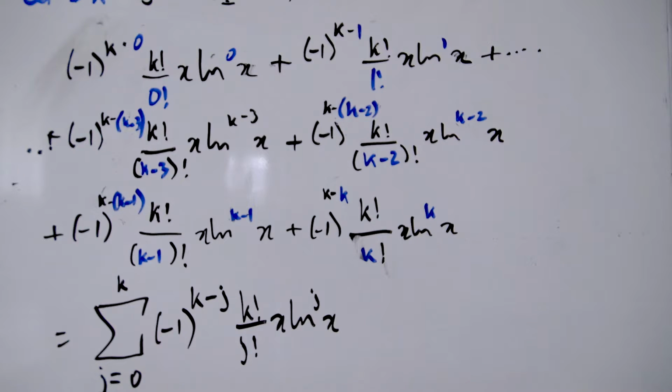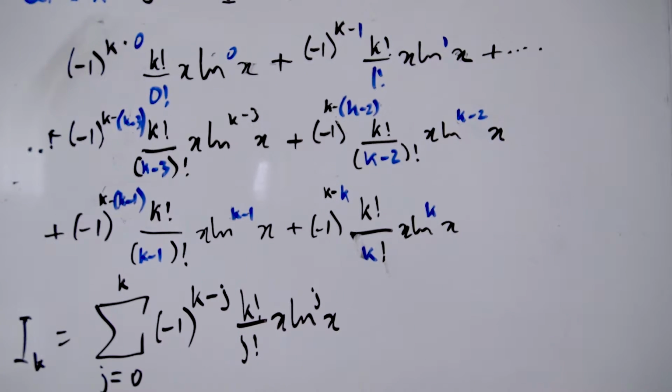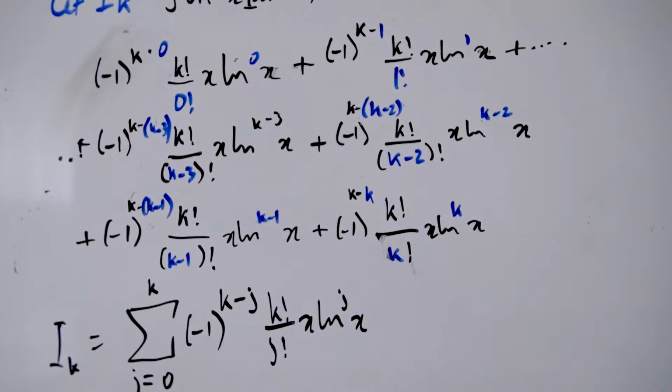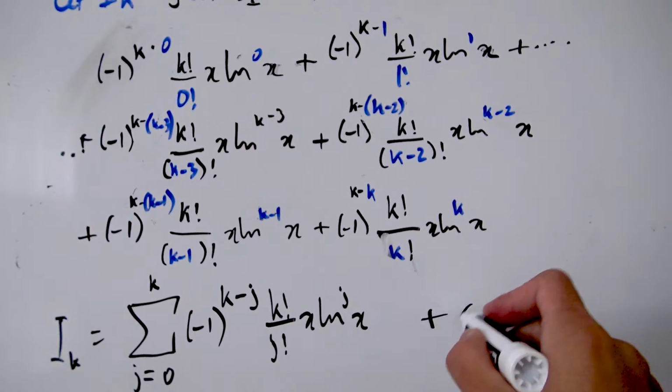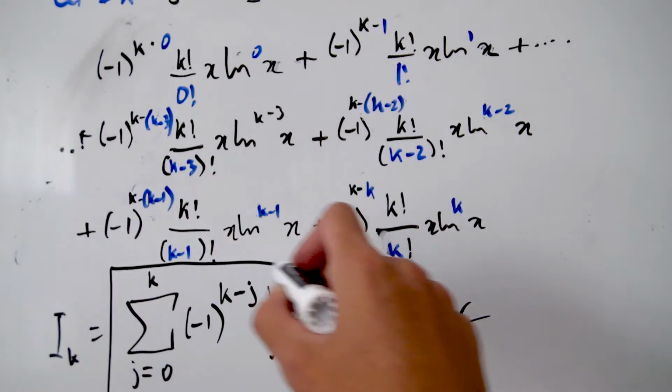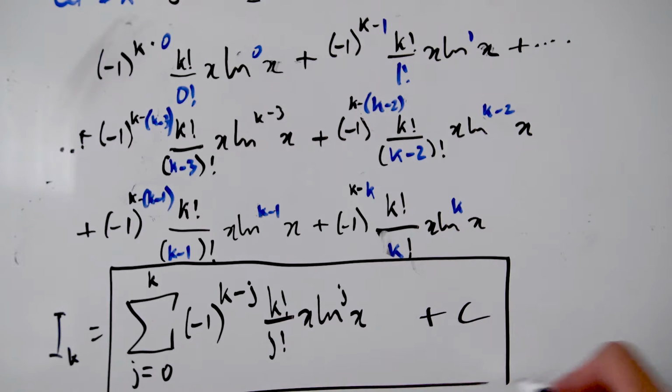That's pretty much it. So this expression that we've written as a sum is in fact I sub k, as we wanted to find at the very start. This whole thing is I sub k, the integral that we wanted to find. But we're missing one little thing, and that's a plus c at the end. So this is the answer to our integral, natural log to the kth power of x.